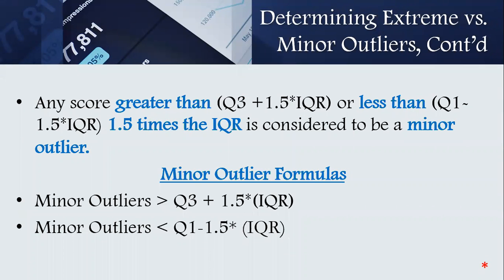On the other hand, any score that is greater than or less than 1.5 times the IQR is considered to be a minor outlier. And we will discuss how to go about calculating extreme and minor outliers during our class sessions.